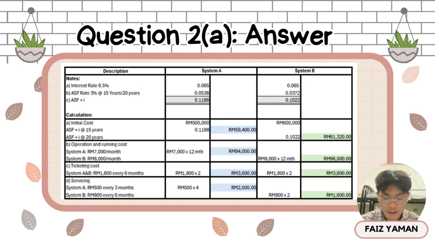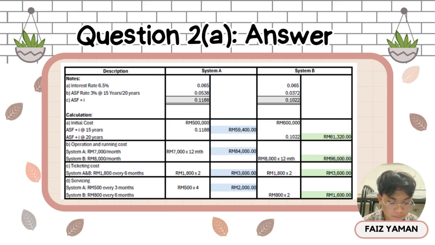And for question B, which is on the operating and running cost, for system A, it was stated in the question that it will cost system A 7,000 ringgit per month. In 1 year we have 12 months, so we times 7,000 by 12 months, and we get 84,000. Meanwhile for system B, a bit different, it costs 8,000 per month for operation and running costs, so we get 96,000.